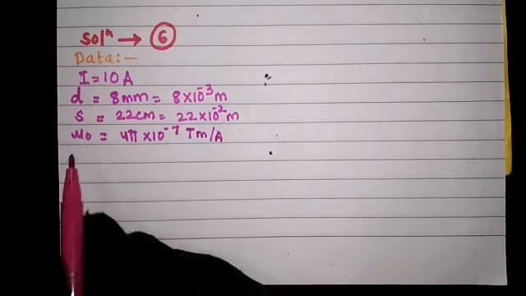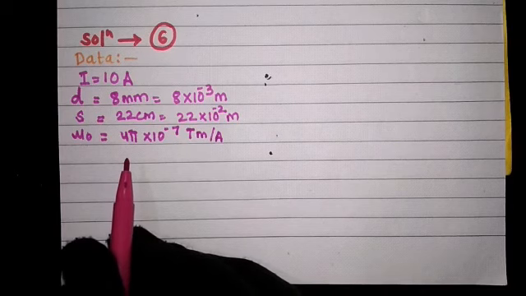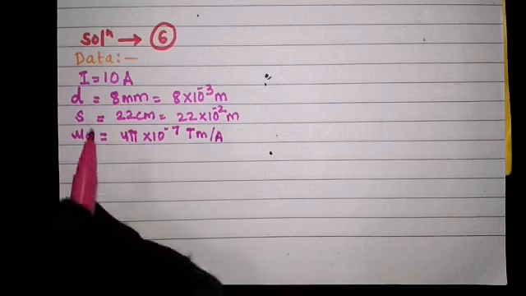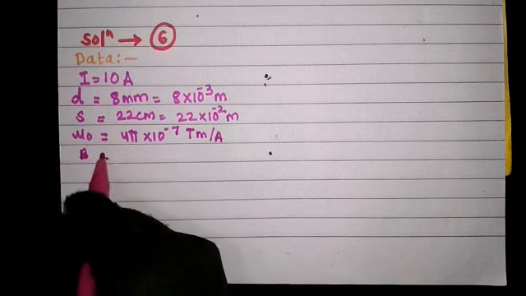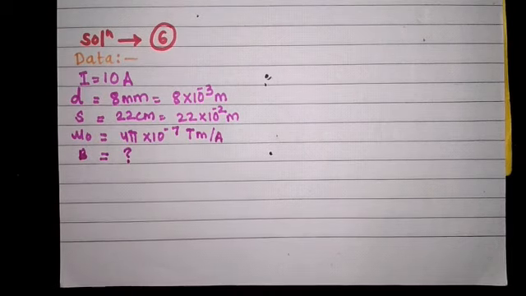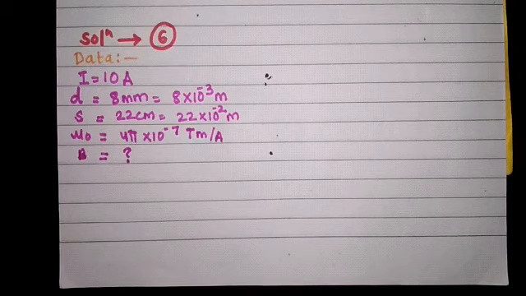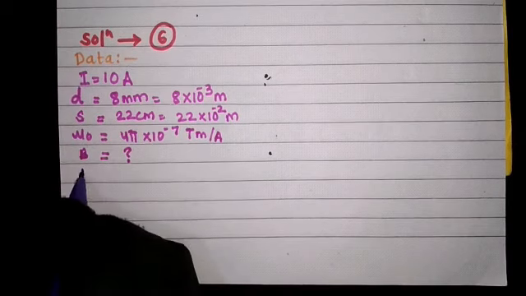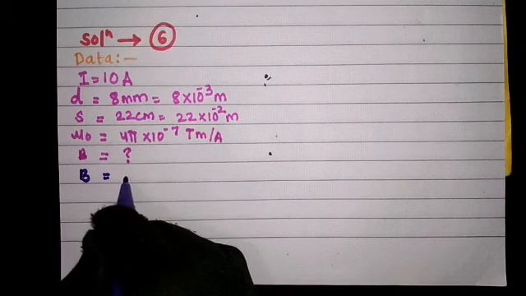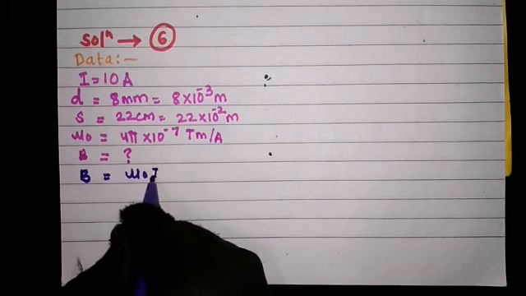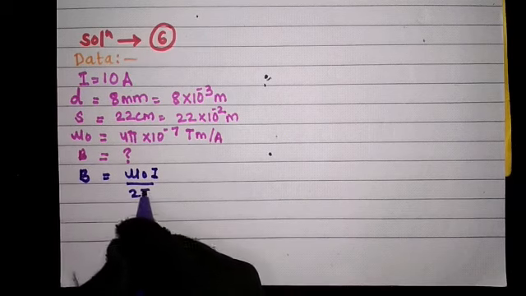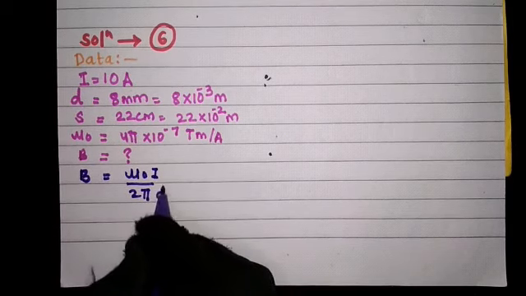Now these are the data. First we have to obtain the direction and the magnitude of the magnetic field. That means we have to find the direction and the magnetic field. So if we have two long straight wires, the formula is B equal to mu naught I upon 2 pi d.